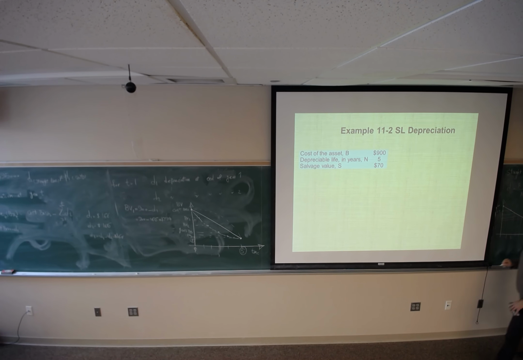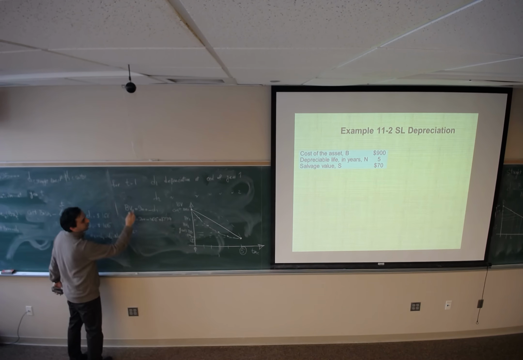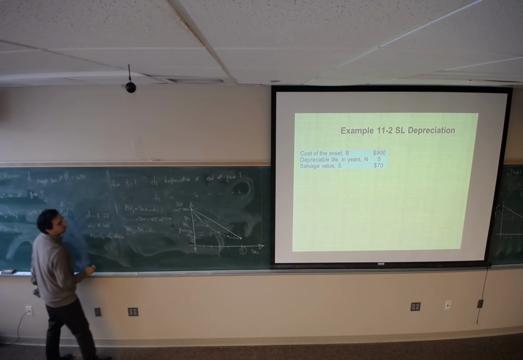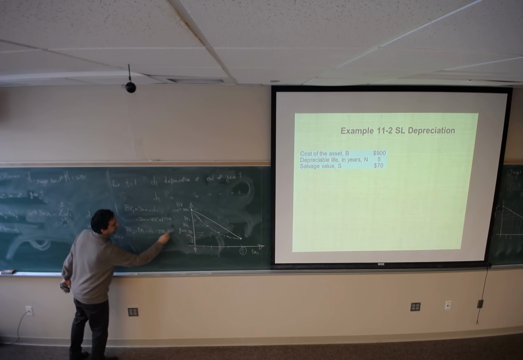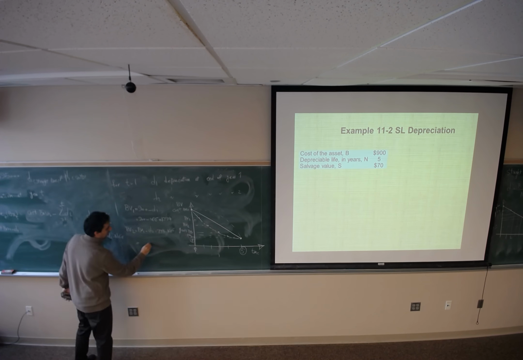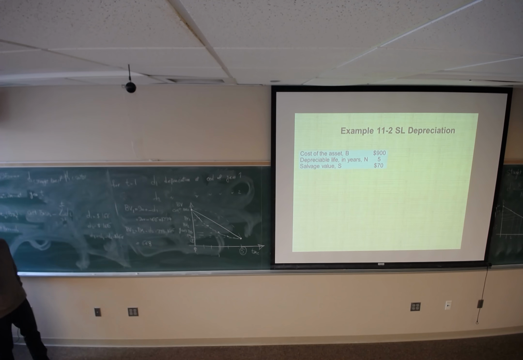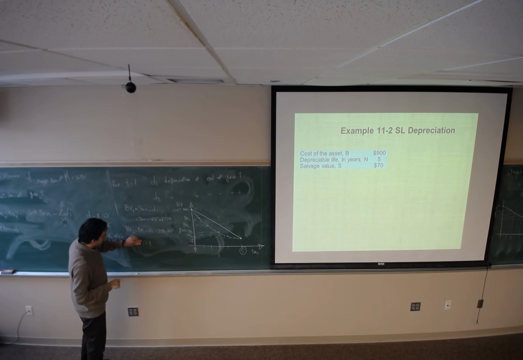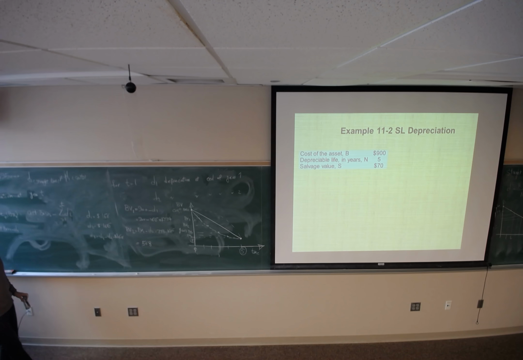For year 2, the book value at year 2 is whatever the book value at year 1 was minus D2. 734 minus 166 is $568.